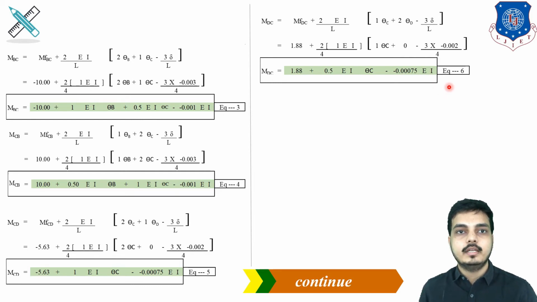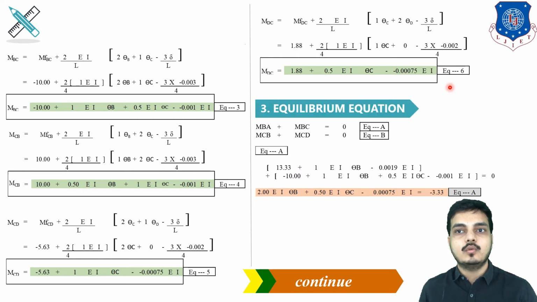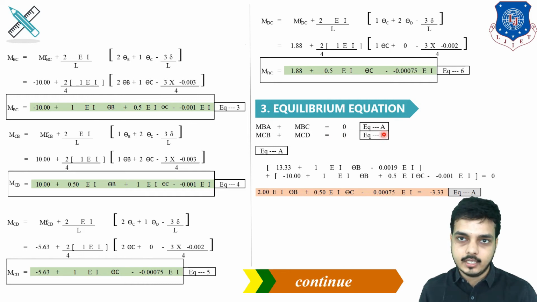Now, moving ahead, our next step is the equilibrium equation. The equilibrium equation says that the summation of moment at a primary unknown should be equal to 0. Our primary unknowns are at B and at C. So at B, MBA plus MBC equals 0, which is my equation number A. At C, MCB plus MCD equals 0, which is my equation number B.